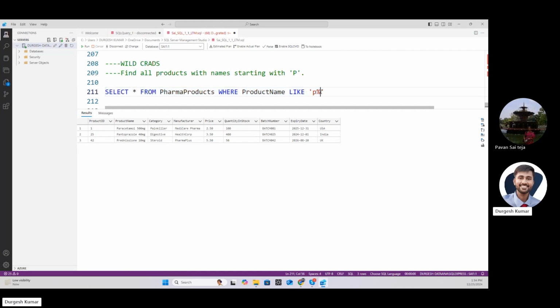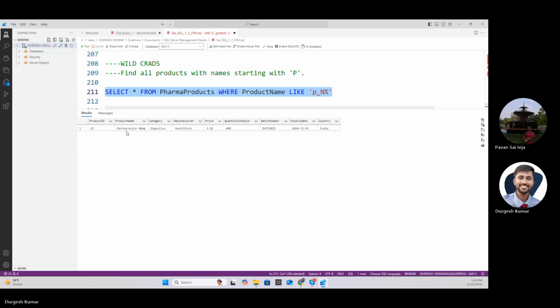Now let's say, for example, I want to find products that start with a P, but I don't care about the second character, but the third character should be N, and after that I don't care about anything. Let's see. So this one, P, A is there, but I don't care. I care about the third character, which is N, and that is meeting the requirement, right? Making sense?